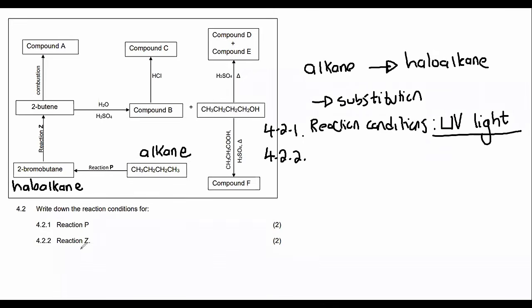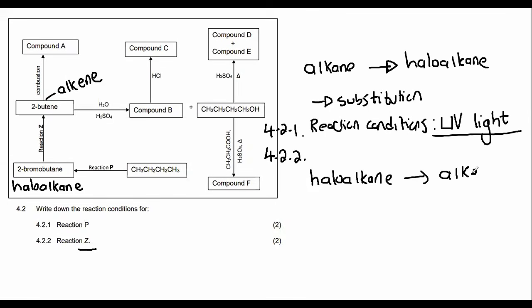it says reaction Z. So where is reaction Z? Okay, reaction Z is this one over here, guys. So it's a haloalkane turning into an alkene. So yes, we definitely looked at something like this a few months ago, where we said that you can go from a haloalkane to an alkene. I'll give you an example.